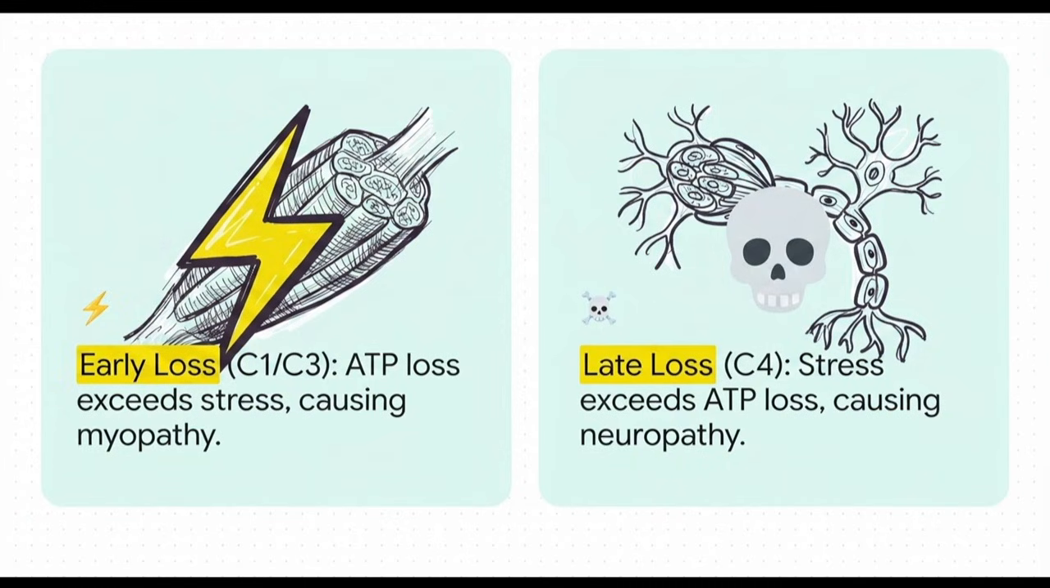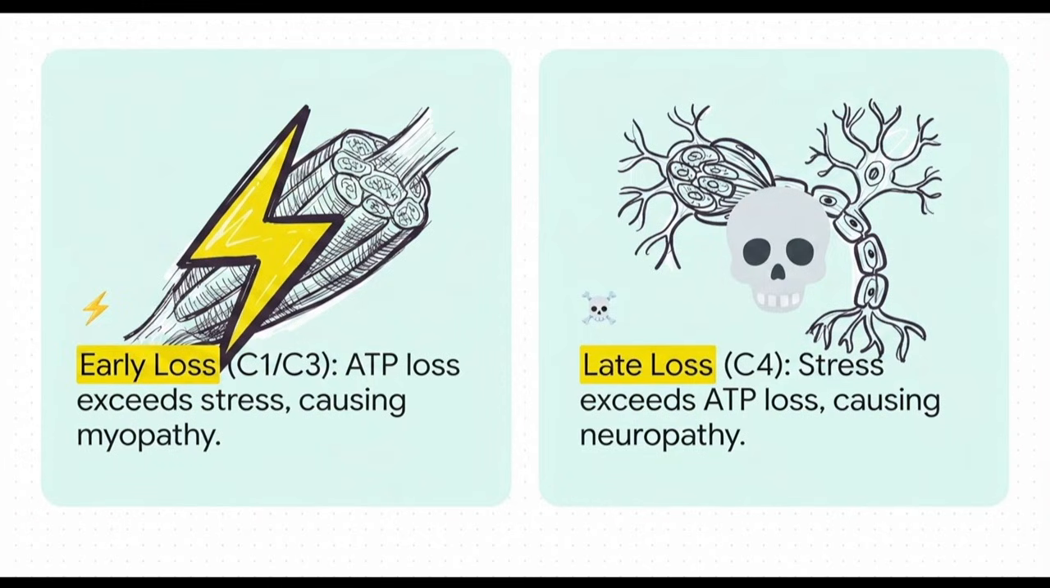When dysfunction hits early, at complex 1 or 3, the sheer loss of ATP production completely outweighs the oxidative stress. Tissues that are incredibly hungry for ATP, like our muscles and the retinal pigment epithelium, or RPE, begin to fail, leading to myopathies and RPE disorders.